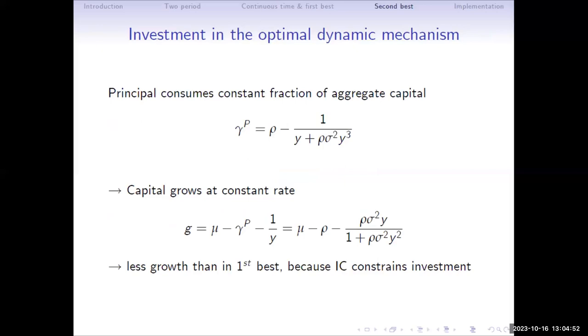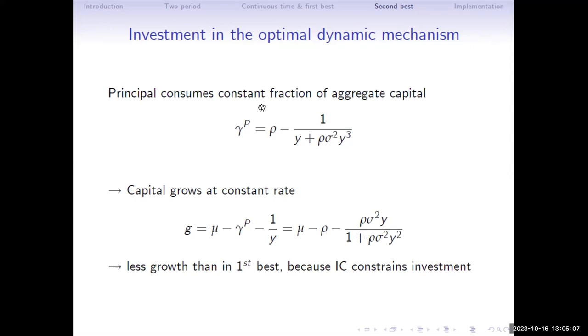So Bruno, just one quick question. Here, the Y does not depend on omega, which means that the optimum is to have a sensitivity to performance that's constant in the cross-section of agents?